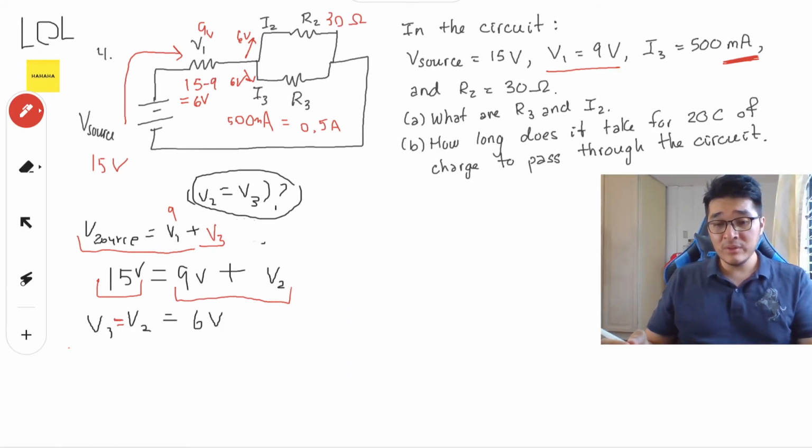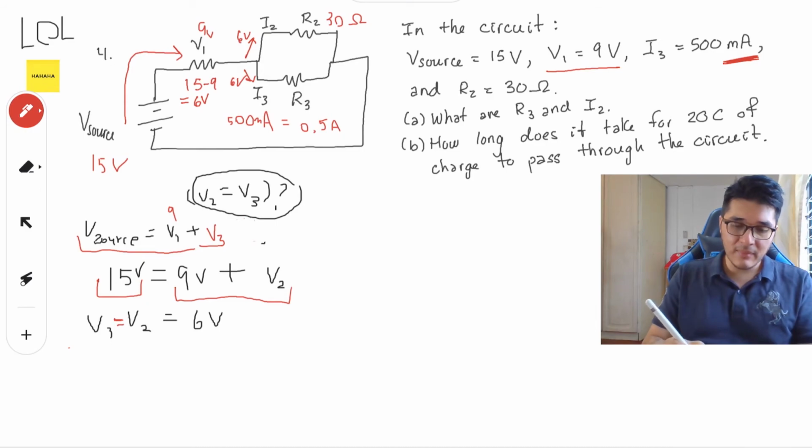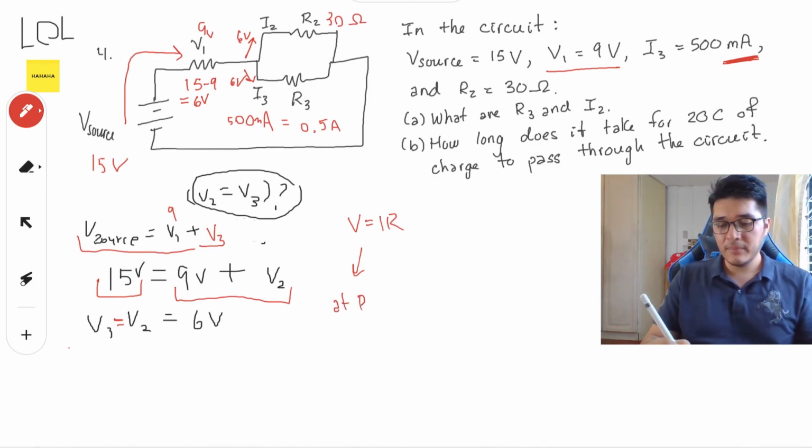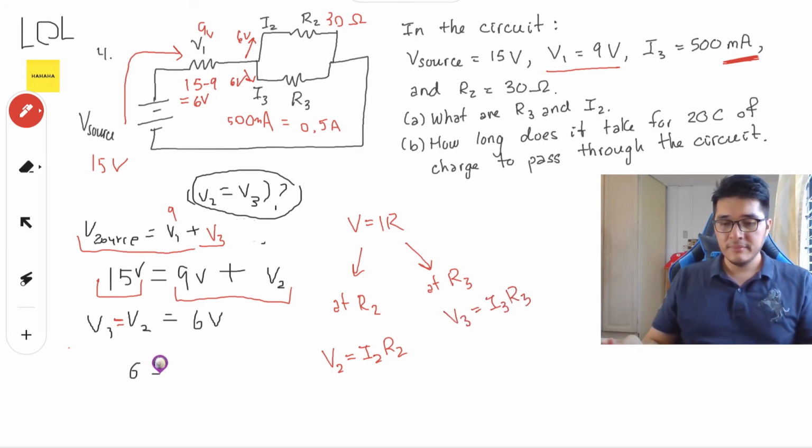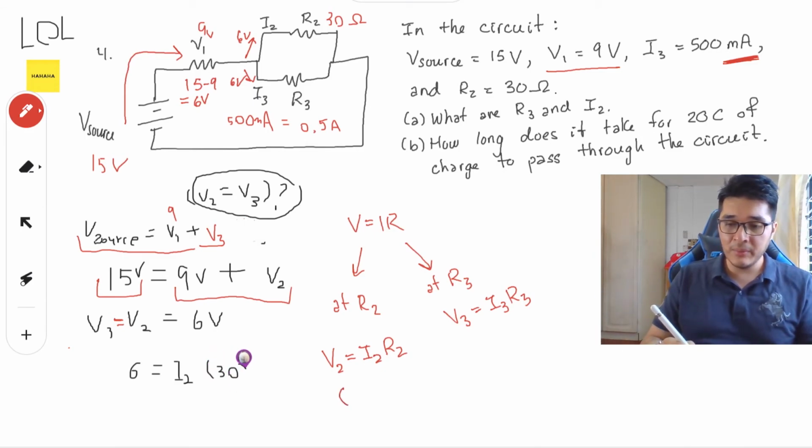Okay, so now that we have all the voltages and we have the resistance, we can use the formula V equals IR, and you can do this at individual resistors. So you could do it at R2, you can also do it at R3. So what do I mean by this? V2 equals I2 R2, or V3 equals I3 R3. So the voltage at 2, we found it was 6, and the resistance is given to us as 30 ohms.